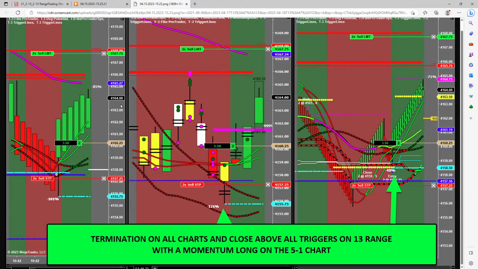So, again, anytime you have a termination condition, you're not going short, but can you go long? And again, the first trade that you're going to get is either a high volume line trade or a momentum trade. You recognize the momentum in your small triggers over here on this chart. But it's not just one thing, it's three things. It's termination plus a close above all triggers on my range chart. That's my rule. And then I can go long.